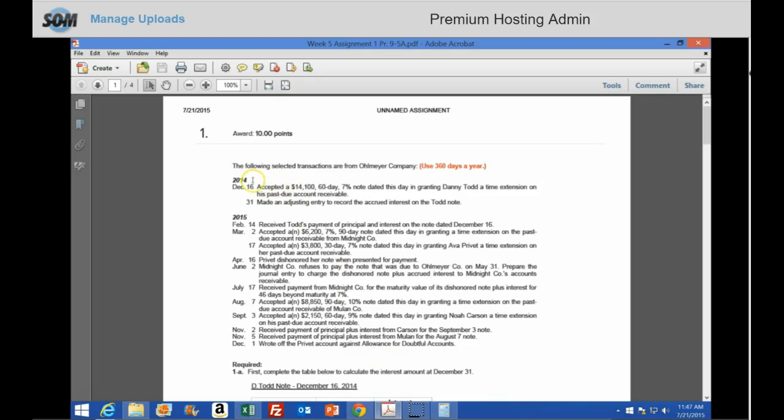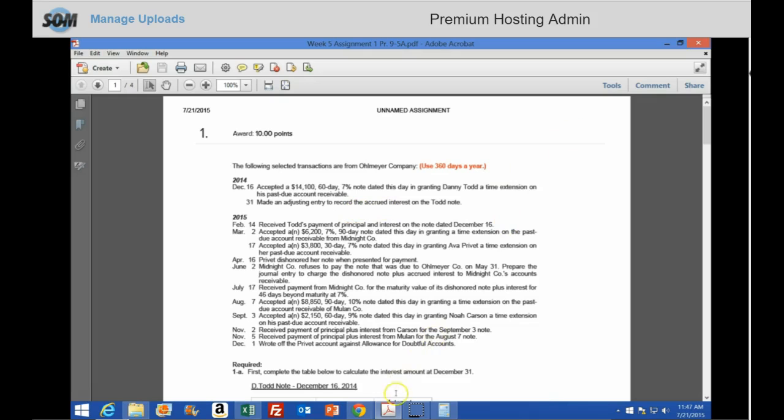If we take a look at the problem here, we've got the following selected transactions for this company. Basically, we're going to be talking about the difference between receivables, accounts receivable, and notes receivable. We're going to be transferring between the two in order to recognize that difference. The main difference is that notes are going to be charging interest because they're generally longer, generally have a contract, and they generally charge interest on that.